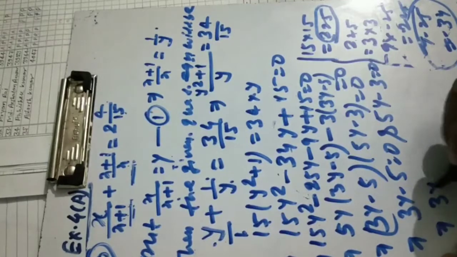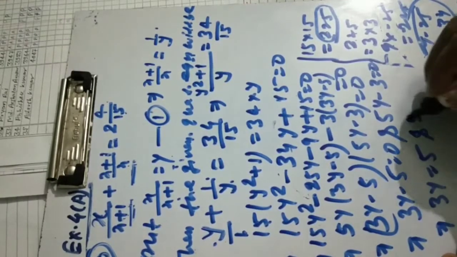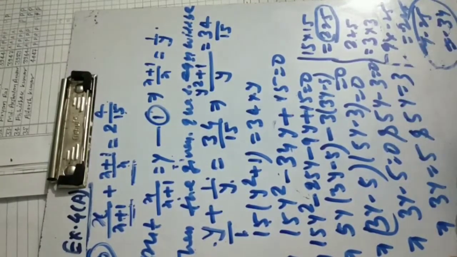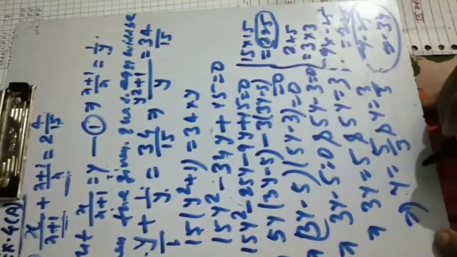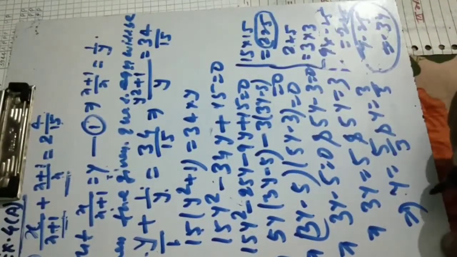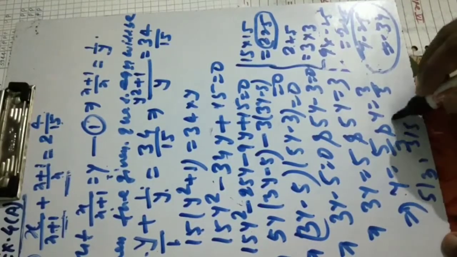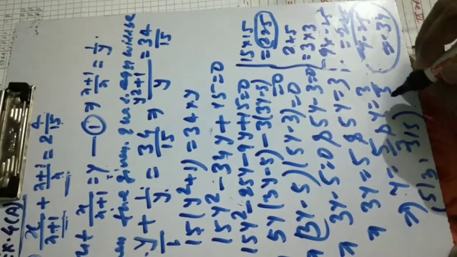This implies that 3y is equal to 5 and 5y is equal to 3. This implies that y is equal to 5 upon 3 and y is equal to 3 by 5. The required roots are 5 upon 3 and 3 upon 5. This is the required roots.